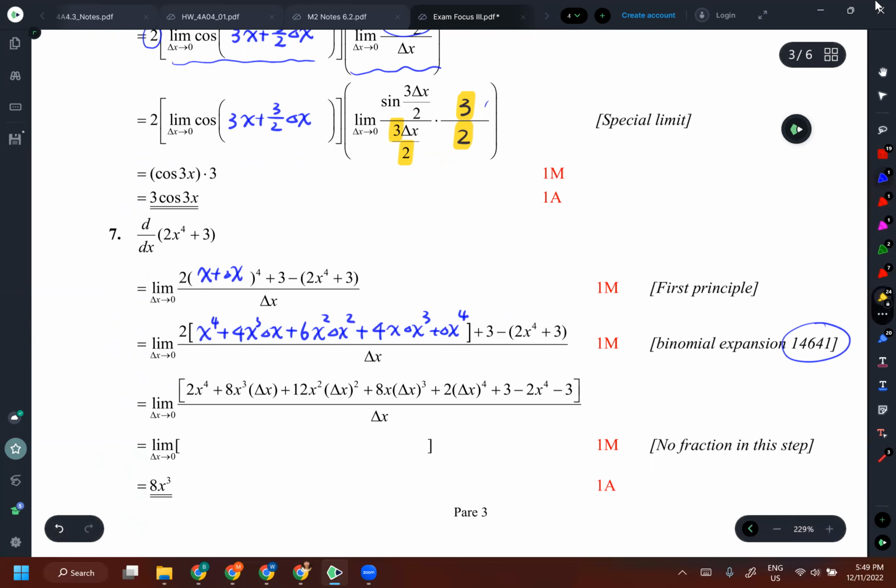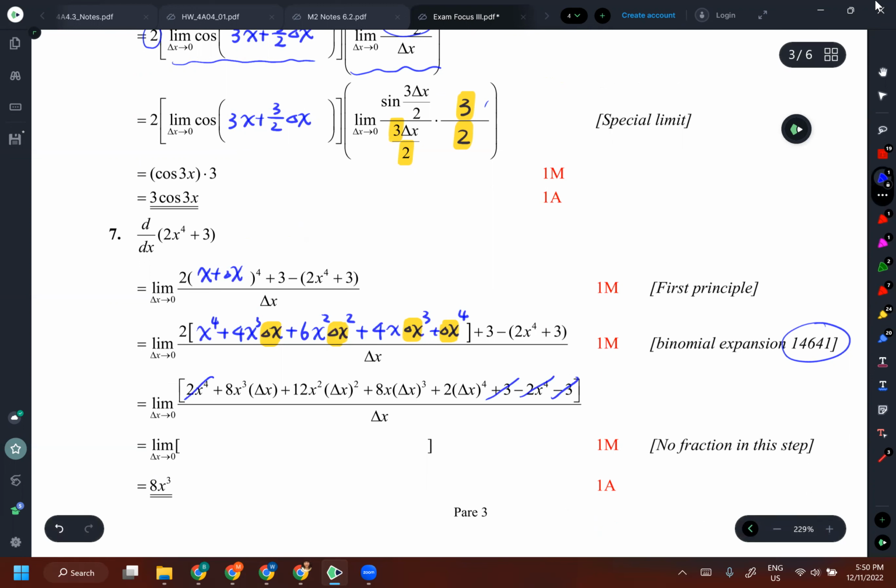Now some students want to put a bracket here. I don't know, but for me, delta x can never be separated, so I don't put a bracket. But in the answer, I put a bracket for you, so you understand this is delta x, not delta times x. It's one thing. And then you put them together.